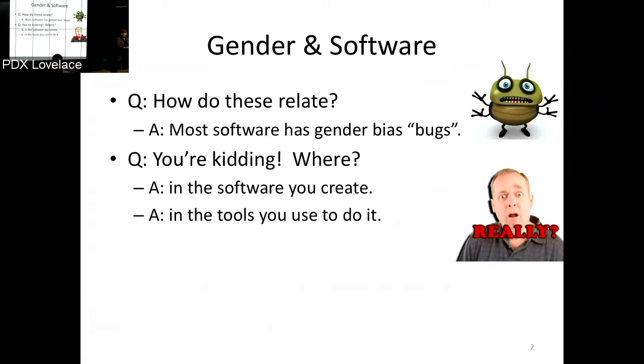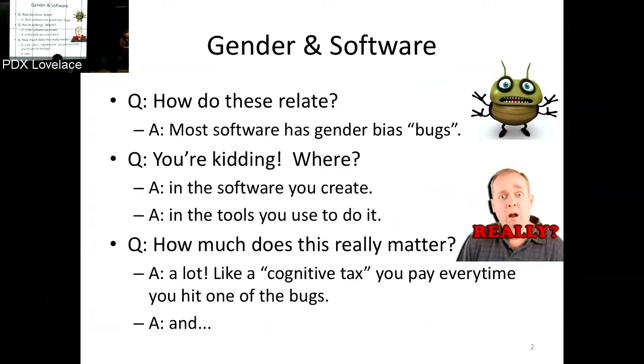You're kidding? One says, where? Answer, in the software you create. Answer, in the tools you use to create it. It's everywhere. So, how much does this really matter? Answer, a lot. Everybody who runs into these things is paying a cognitive tax every time they run into one of these gender biased bugs. It's constantly sapping away at the brain cells.